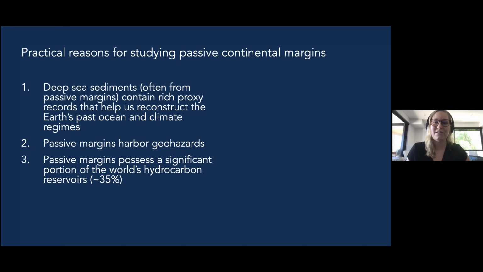And the last key reason is the fact that passive margins form the dominant tectonic setting for hosting the world's hydrocarbon reservoirs, and they contain about 35% of the world's giant oil and gas fields. And so in order to better target these kinds of resources, you need to understand something about the hydrodynamic and sedimentary conditions that would have favored their formation.